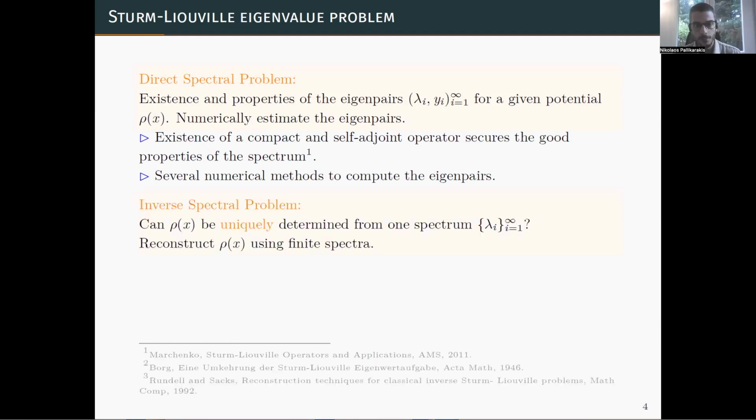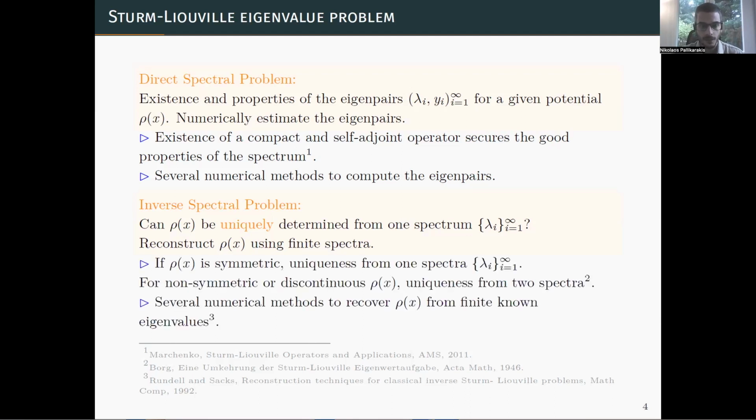In the inverse problem, one important question is the uniqueness associated with this, which is whether one can uniquely determine the unknown density or potential rho of x from a knowledge of one spectrum, one infinite sequence of eigenvalues. And additionally, we're numerically interested in reconstructing the rho of x from finite spectra.